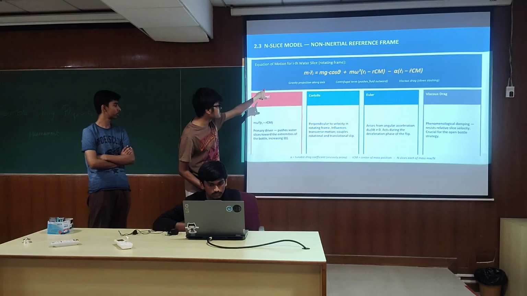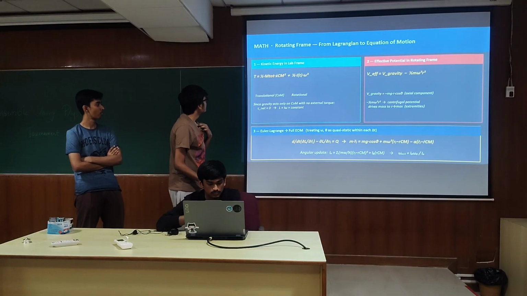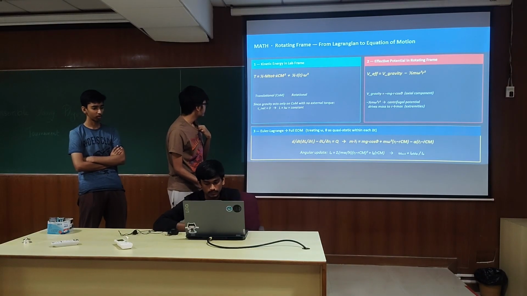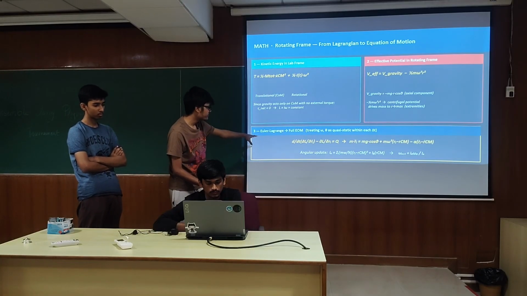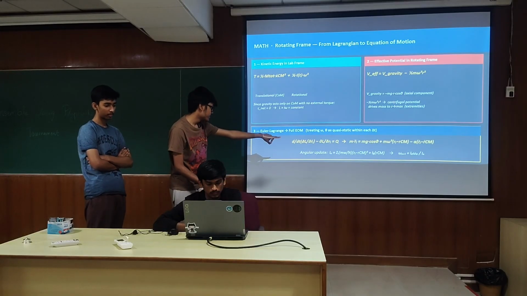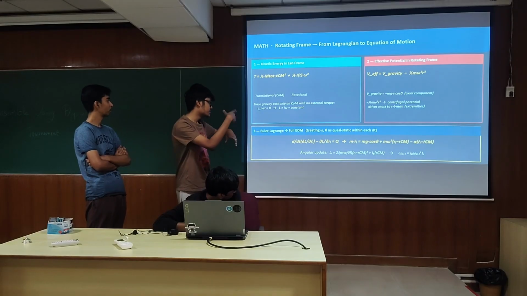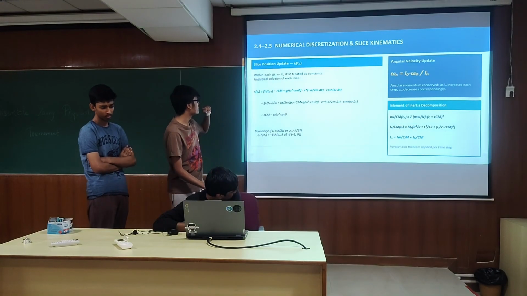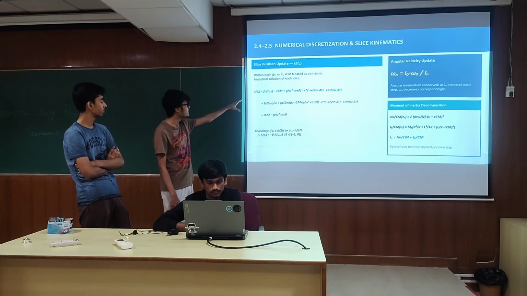For the frame of reference, we use this. Here we have centrifugal terms, Euler terms, and we can only simulate linear viscous drag in this simulation because of limitations which I'll come to later. The kinetic energy of the water is given by that, along with the potential. This is the Lagrangian equation for solving, and this is the angular update for each step.